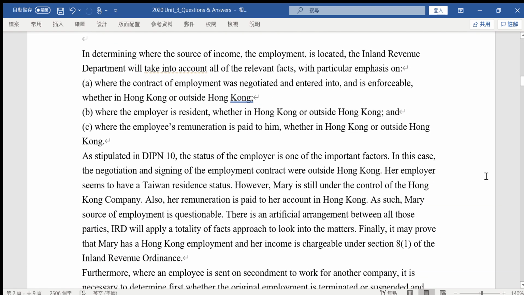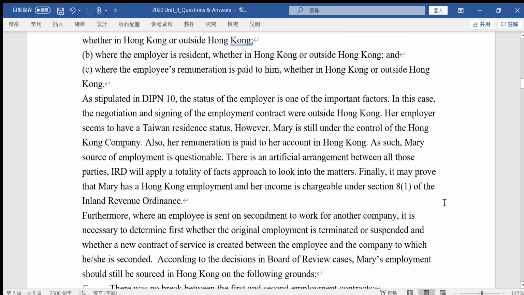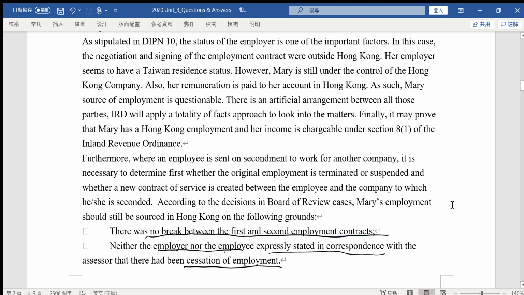And also by looking at the information in the question, it seems that there is some artificial arrangement. What does this mean? The information mentioned, that Mary is being employed by a Taiwan company, is quite artificial, and there is no contract actually signed between the two parties. Also, she is still under the control of the Hong Kong company.